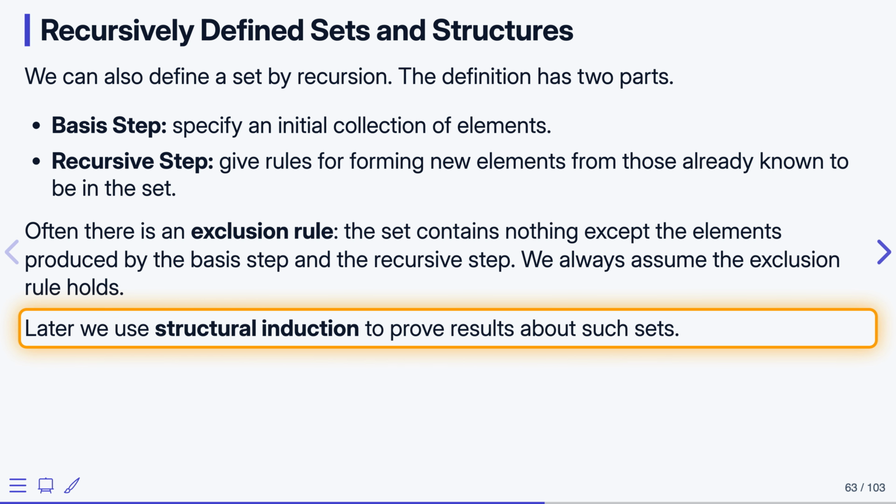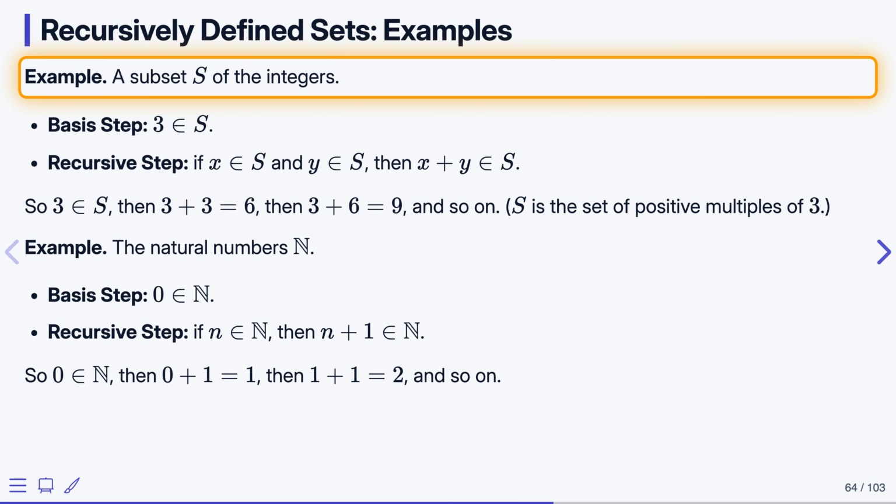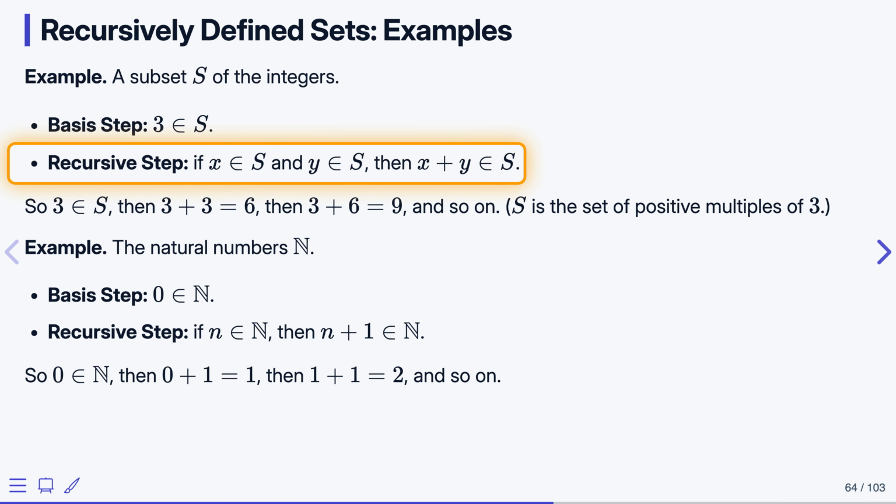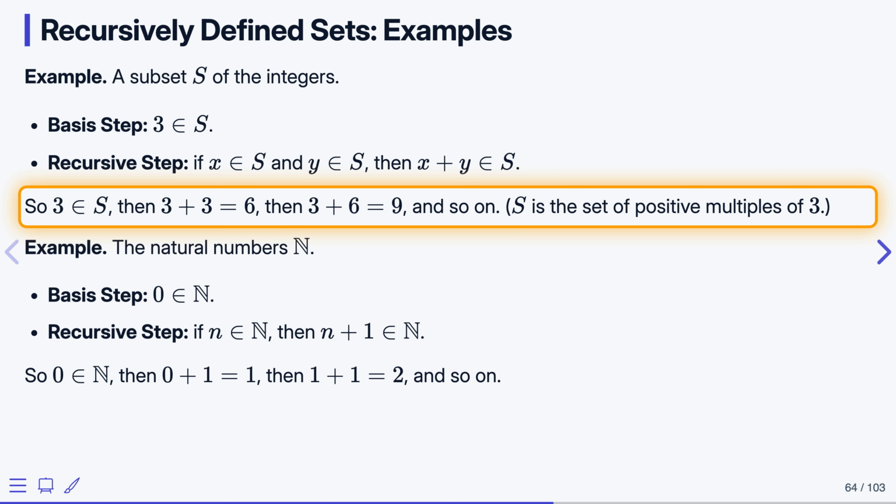Soon we prove facts about these sets using structural induction. The first example builds a set S of integers. The basis puts the number 3 into S. The rule says if x and y are in S, then x plus y is in S. So 3 is in S, then 3 plus 3 is 6. Then 3 plus 6 is 9. We get all the positive multiples of 3.